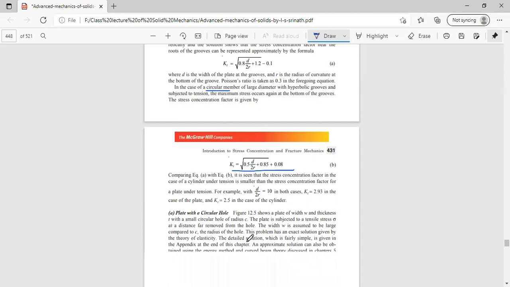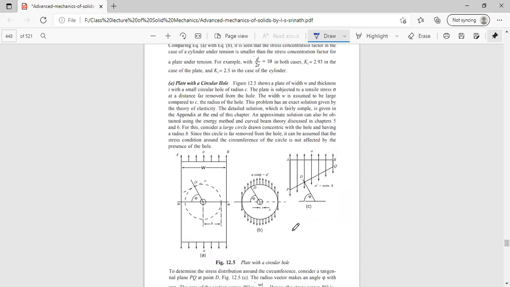Now, let us go through the more difficult portion of these problems.